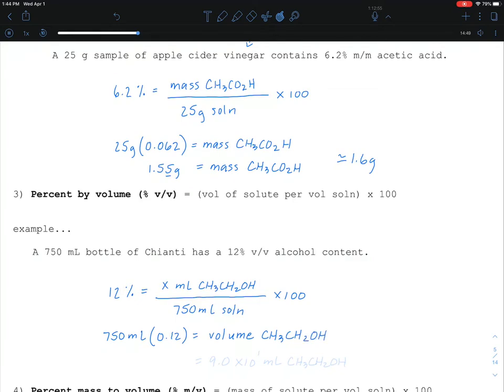This works out to be, and so now what do I have here? Two sig figs. So I could write 90, right? But if I wrote 90, that would just be one sig fig. So if you want to be super anal about it, you can go 9.0 times 10 to the first. Now I know I have two sig figs.